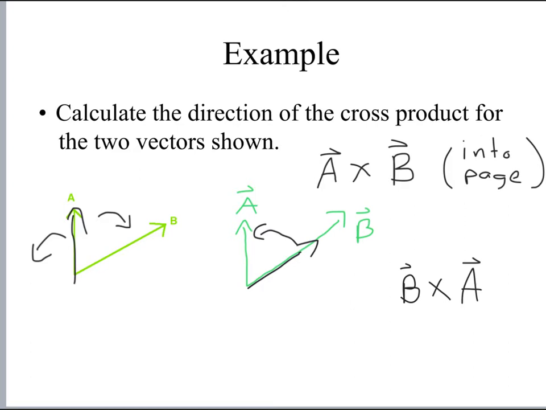And so if I have my fingers lined up with B so that my thumb is pointing out of the screen, I don't even have to rotate my wrist in this case because my fingers will naturally curl in that direction. And so my thumb is pointing out of the screen, and that tells me that B cross A is going to be out of the page.